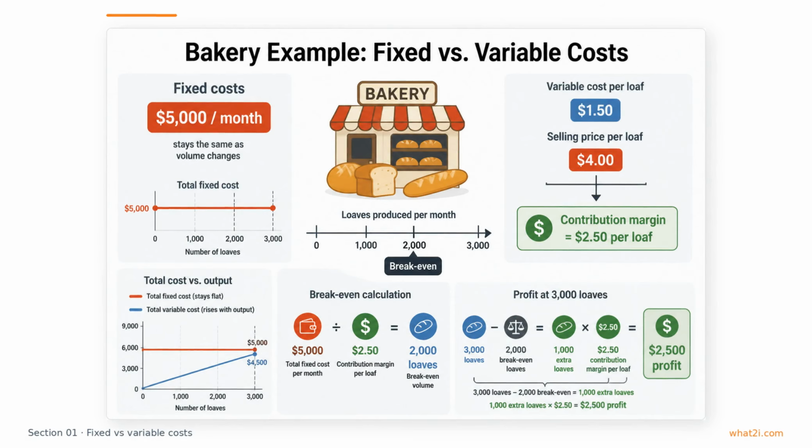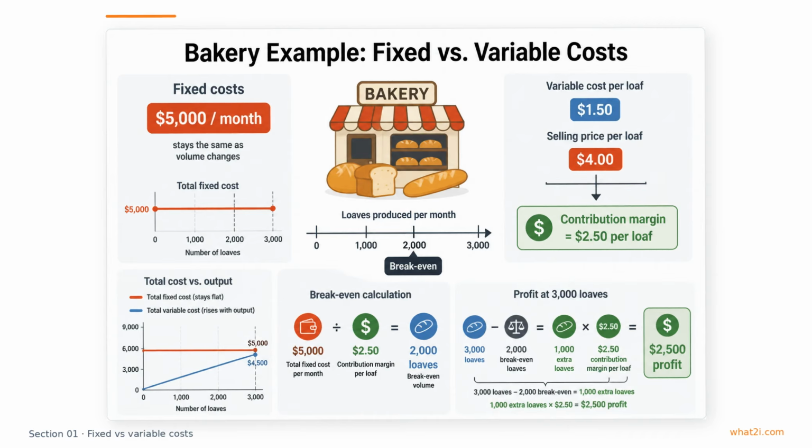The bakery example makes the math concrete. Fixed costs are $5,000 per month. Variable cost is $1.50 per loaf, and the selling price is $4. That means each loaf contributes $2.50 toward fixed costs and then profit. Divide the $5,000 of fixed cost by $2.50, and the bakery breaks even at 2,000 loaves. If it sells 3,000 loaves, the extra 1,000 loaves above break-even generate $2,500 of profit. Notice that fixed costs stay at $5,000 throughout. What changes is how many loaves are available to absorb them.